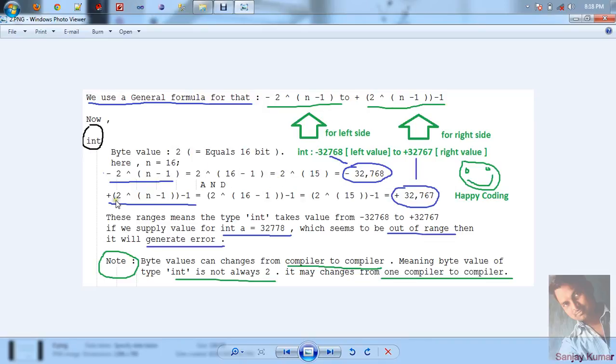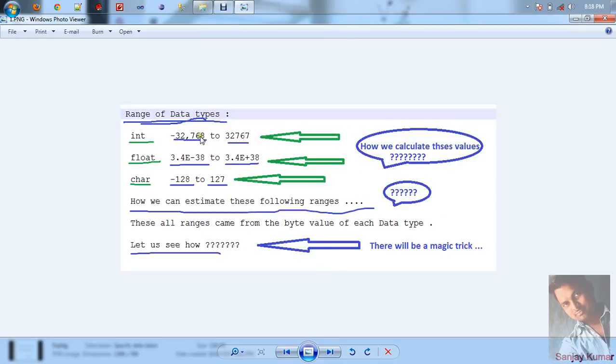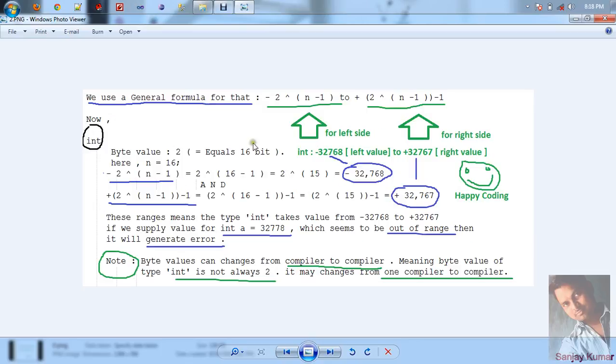Now for the positive range, the formula is 2 to the power n minus 1, the whole value minus 1, meaning 2 to the power 16 minus 1, that is 2 to the power 15, which is 32768, and the whole value minus 1, meaning 32767. So in just these two lines we have calculated the positive range as well as the negative range of integer, using this general formula. So to calculate the negative and positive range, you just have to memorize a simple formula.